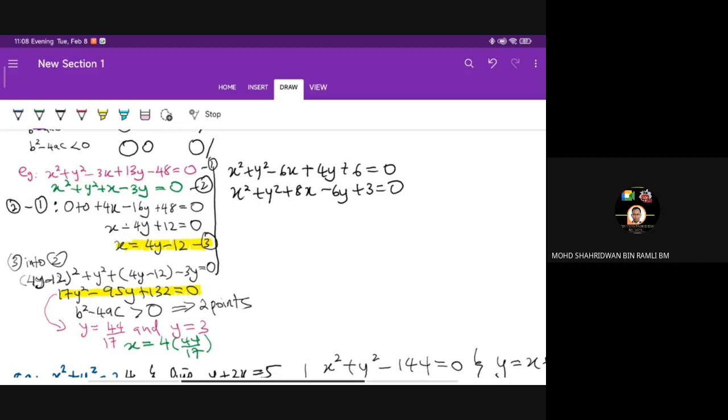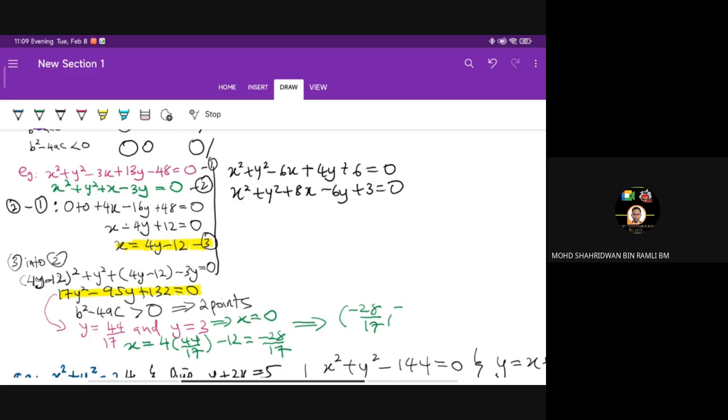Okay, and then minus 12. So here you have negative 28 over 17. Okay, and last one, when you substitute y equal to 3, you will have x equal to 0. Okay, simple. So next, you will state that your point of intersection is negative 28 over 17.